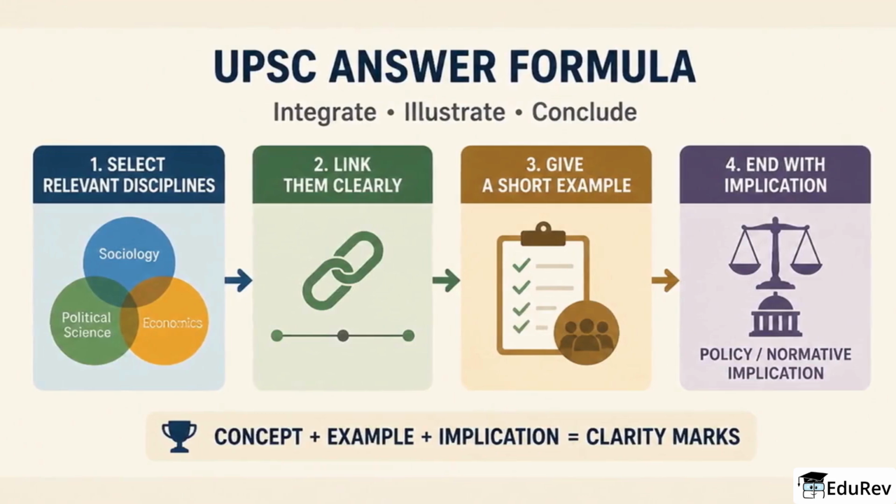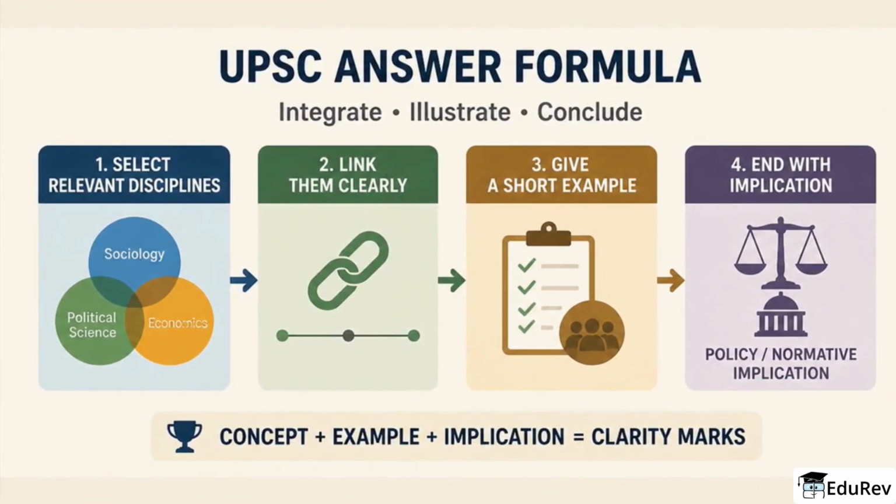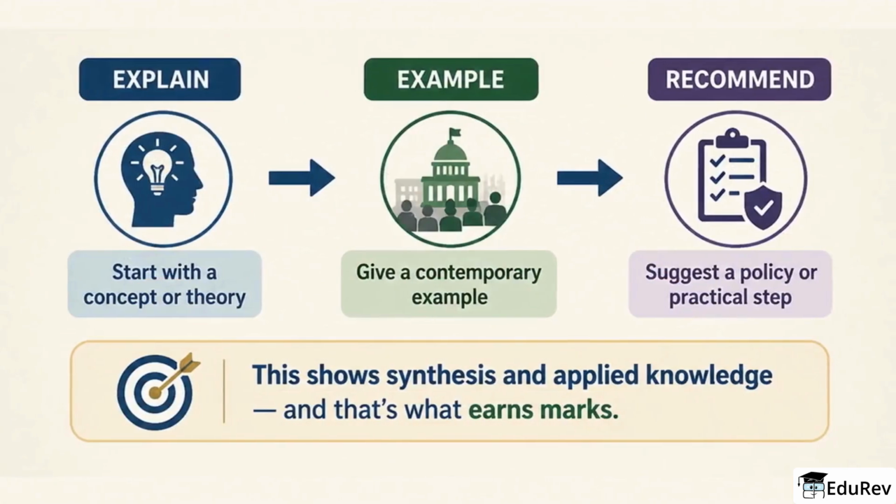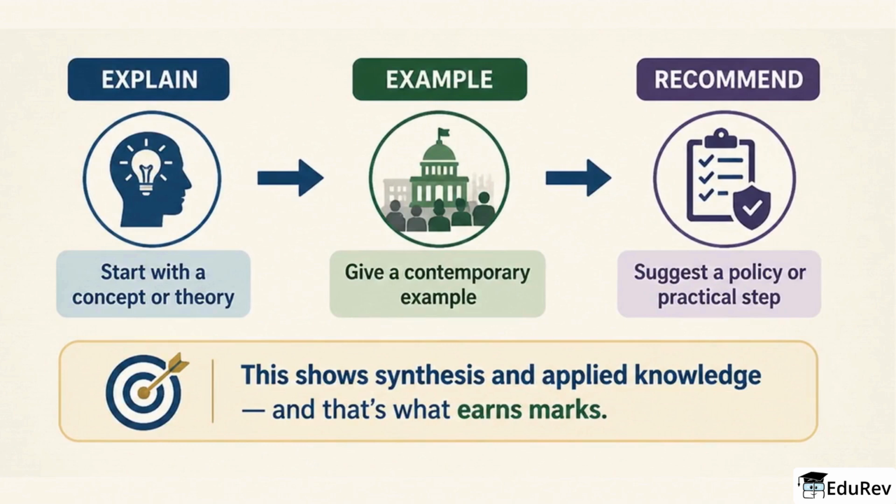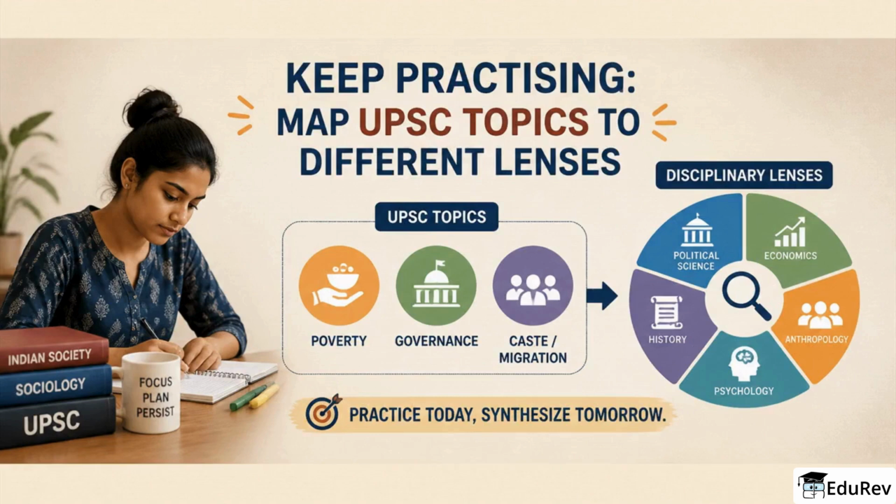Remember the practical rule. Pick the most relevant disciplines for the question, link them clearly, give a short example, and end with a policy or normative implication. You are on the right track if your answers move from explanation to example to recommendation, because that format shows synthesis and applied knowledge. Keep practicing by mapping a few key UPSC topics like poverty, governance, caste, migration to these disciplinary lenses until it becomes natural.